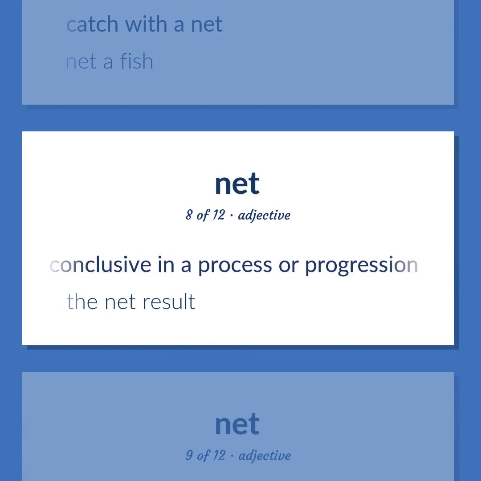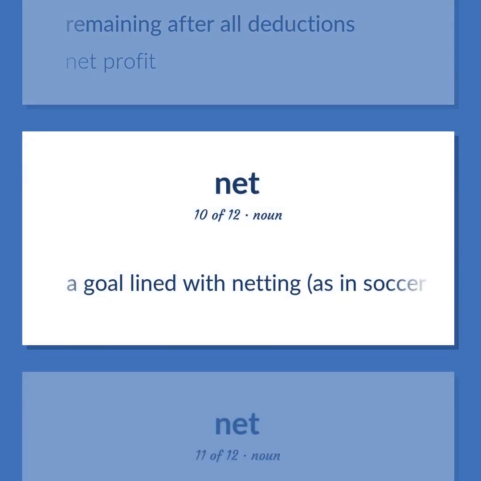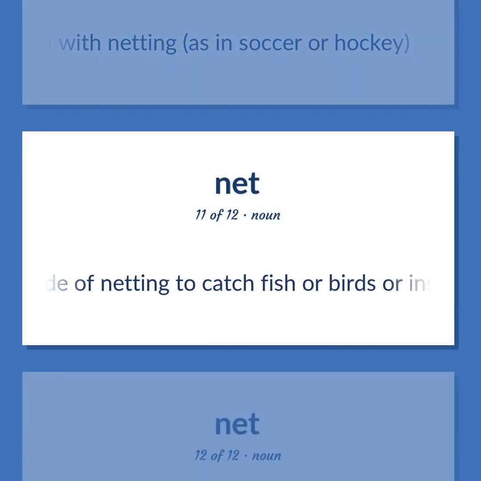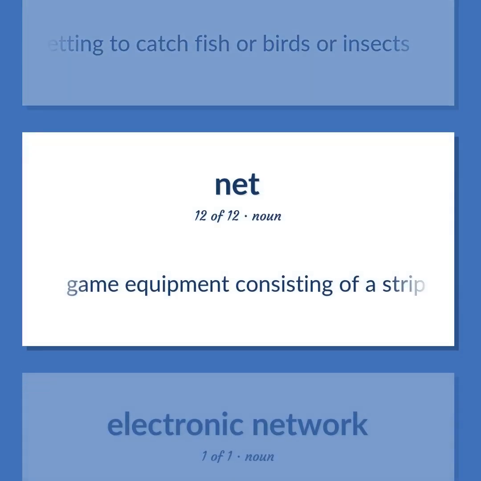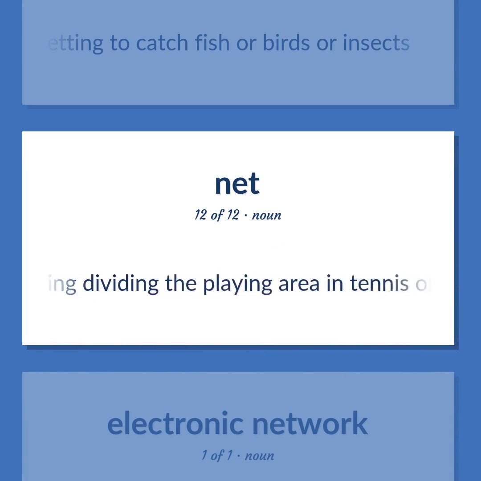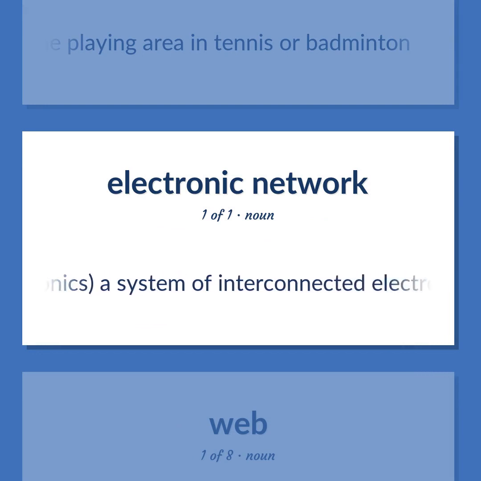Conclusive in a process or progression. The net result. Remaining after all deductions. Net profit. A goal lined with netting, as in soccer or hockey. A trap made of netting to catch fish or birds or insects. Game equipment consisting of a strip of netting dividing the playing area in tennis or badminton. Electronics. A system of interconnected electronic components or circuits.